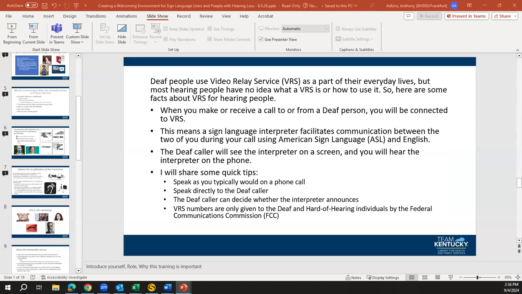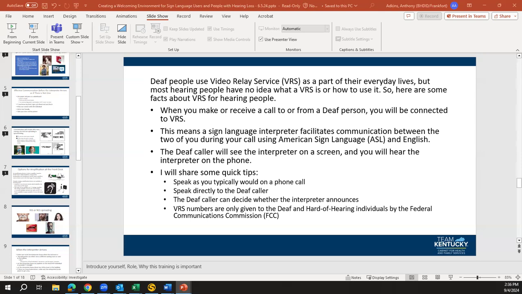So I've already explained some of this about how deaf individuals use video phones and the video relay service as part of their everyday life to communicate with the outside world. But still, a lot of hearing individuals don't know about video relay service or how to use it. And some people think, oh, okay, this is part of a fraud or a scam, and it's not. This is how deaf individuals are able to make phone calls to non-deaf individuals. It's just to facilitate communication. The interpreter is not trying to scam you. They are just interpreting what is being said between you and the deaf caller.